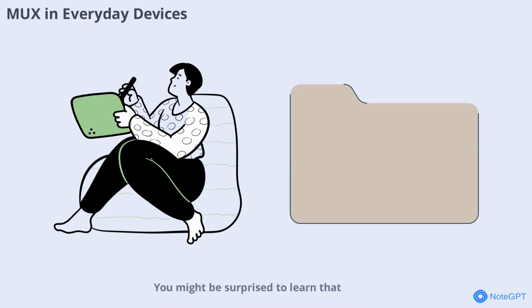You might be surprised to learn that multiplexers are found in many everyday devices. For instance, your smartphone uses MUX circuits to manage signals from different sensors, cameras, and communication modules. This allows the device to operate smoothly without needing separate wiring for each component.